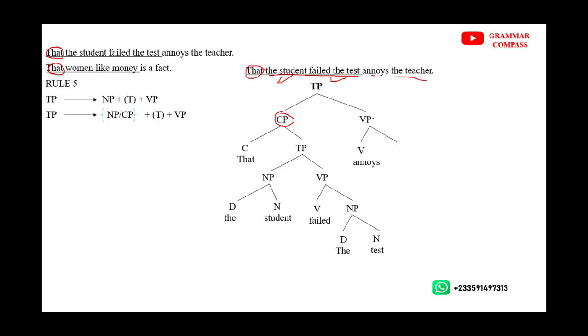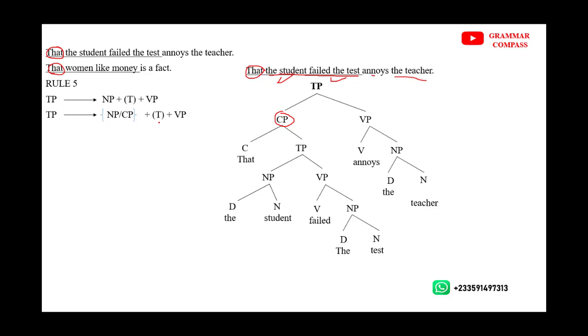Therefore, we have a verb phrase that consists of a verb and then a noun phrase. The teacher is our noun phrase. So this noun phrase consists of the determiner "the" and the noun "teacher." We are done with this sentence over here. So that is rule number 5.